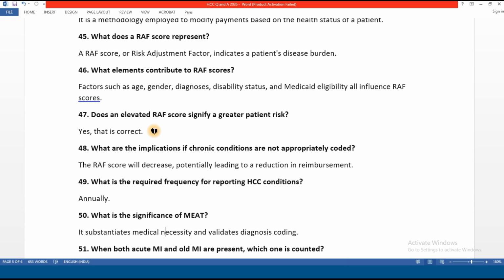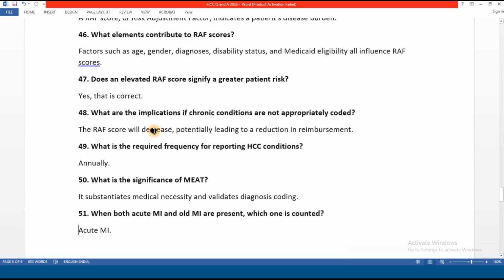What is the significance of MEAT? It substantiates medical necessity and validates diagnosis coding. Okay. So when both acute MI and old MI are present, we need to consider it as acute MI.